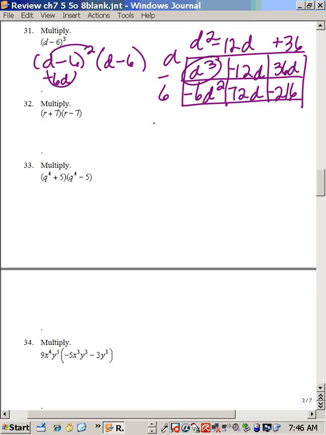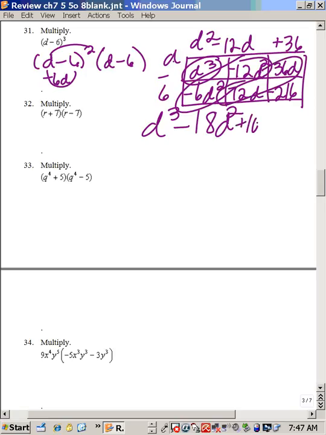Combining like terms, I have d cubed. My goodness, Winship, this has a squared on it. D times 12d squared is 12d squared. Minus 18d squared. Here I have 72 and 36, which is 108d, and then minus 216 on the end.